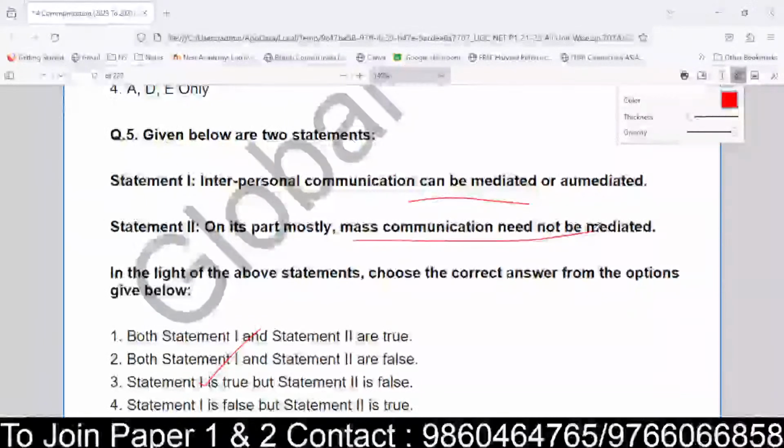Okay, let me see how many of you are with me. Okay, false. No, it's not false. The first one is true. It can be mediated or unmediated. It depends upon the situation. They have not given us a situation, right? But yes, statement two is definitely false, right?